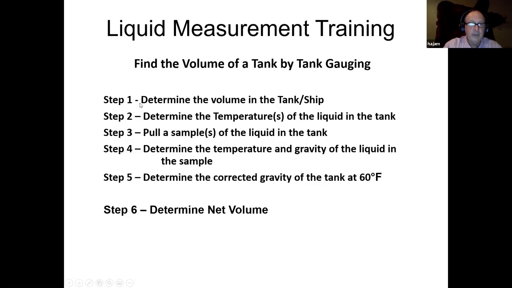Okay, so there's several steps. First thing you do is determine the volume in the tank or the ship. The second step is determine the temperature. The third step is to pull a sample. The fourth step is to take that sample and that temperature, and determine the gravity at observed conditions. And then, by the tank temperature, we want to correct that gravity to the tank at 60 degrees. By virtue of all that information, we can determine the net volume.